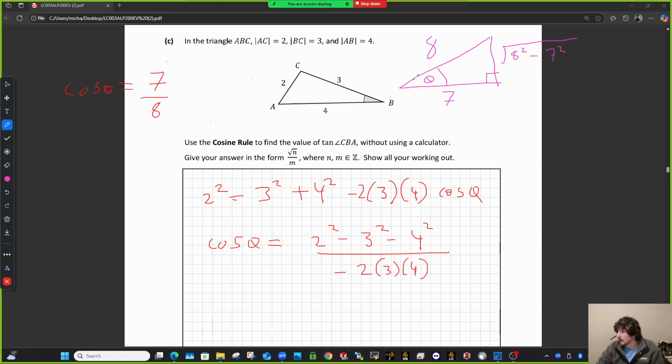Okay. So then you can just write tan theta, and tan theta is opposite over adjacent. So that works out as root 8 squared minus 7 squared over 7. And 64 minus 49 is 15. So this works out as root 15 over 7. And that's in the format they want. So that was a good question because it covered the triangle thing, and it gave people an opportunity to pick up some marks using the cosine rule. So that was a fine question.